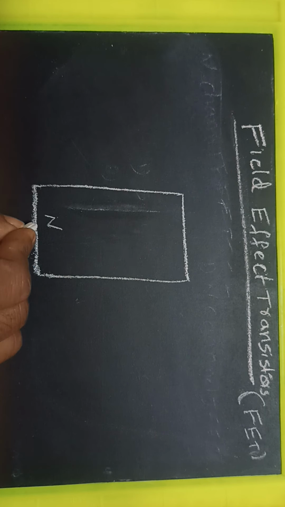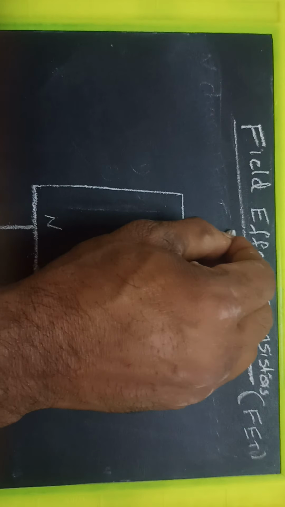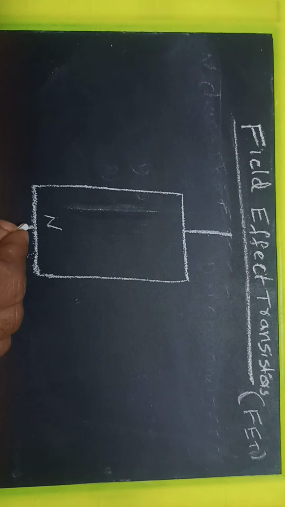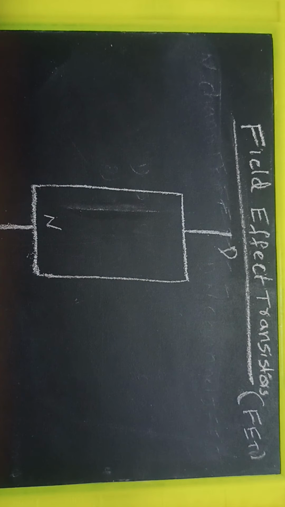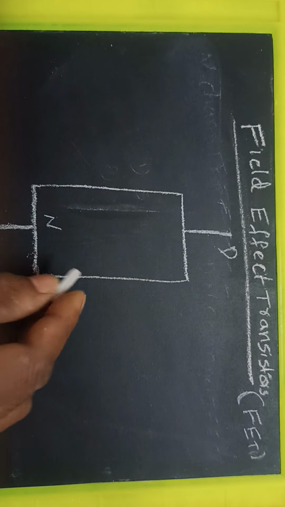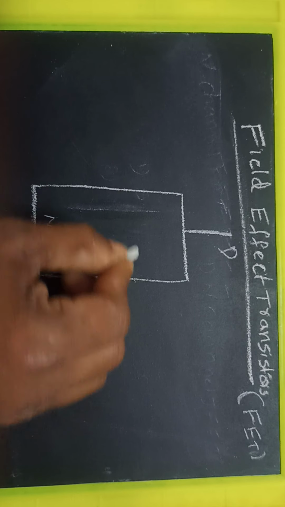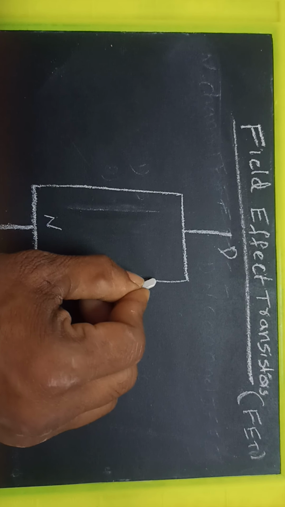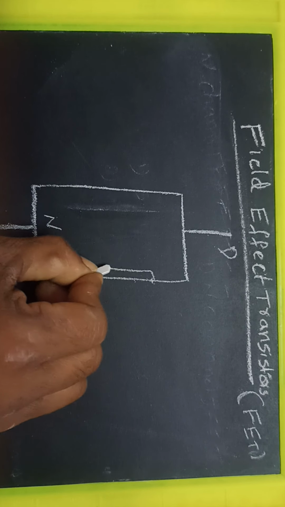Here, on this side the ohmic contacts are there, and on this side the ohmic contacts are there. This terminal is known as source, and this terminal is known as drain. And on the opposite sides, this N-type semiconductor material is doped with P-type semiconductor.